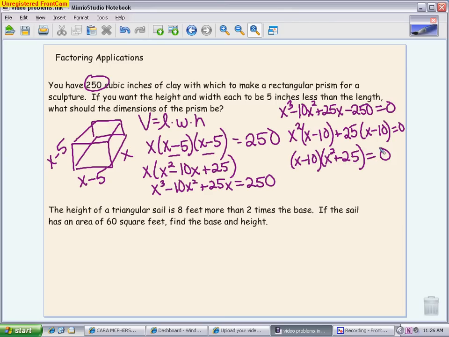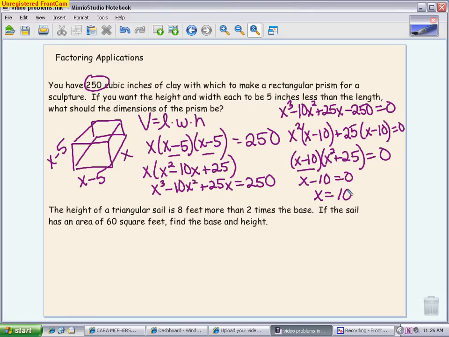Now I'm looking for solutions. Now, there is something special about your solutions here. I'm looking for positive answers because x represents a measurement, a dimension. It can't be negative. So I'm going to look right here at x minus 10. If I let x minus 10 equal 0, I get an answer of 10. That is a perfectly acceptable answer.